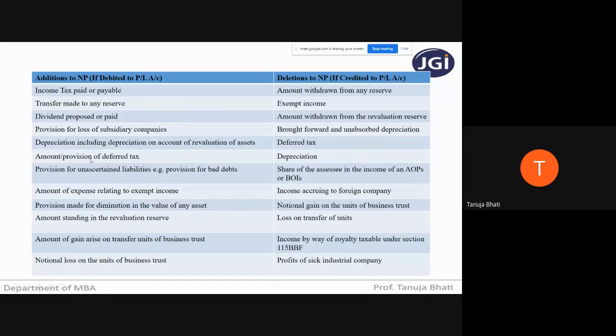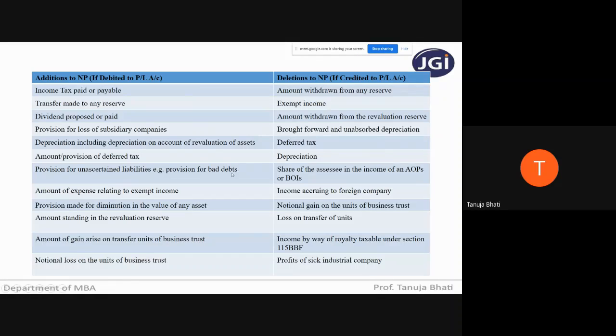Next, amount of provision for deferred tax. Deferred tax is tax that you're not going to pay immediately, you're going to postpone the payment of it. So if there is any deferred tax amount, or if you're making any provision for deferred tax, that has to be added back.